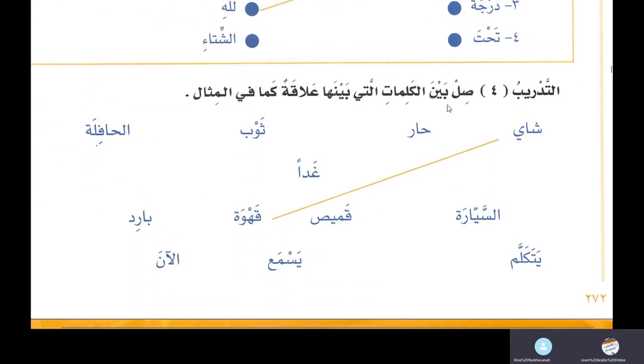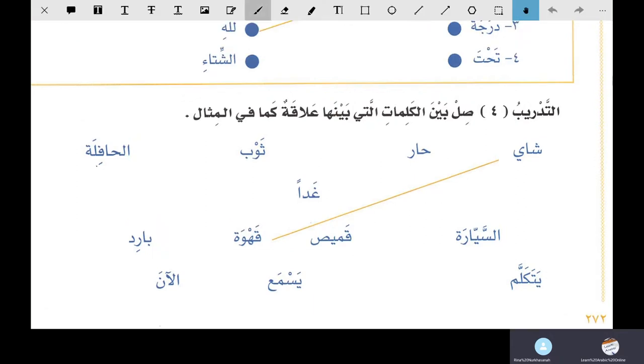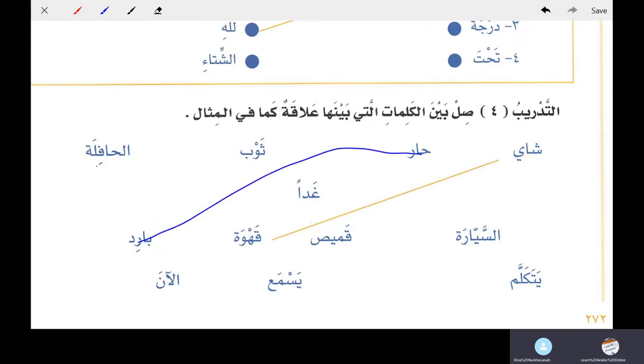The fourth exercise: connect the words, as in the example. Connect the words which have a connection. So they are joined, has a connection bar. Like this, it has a connection with the word like this. Like this.